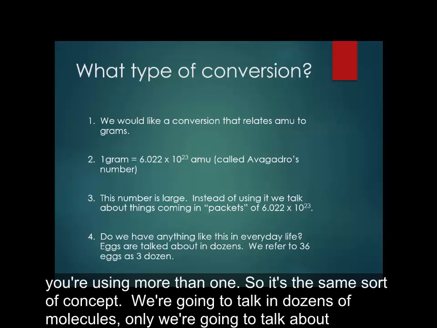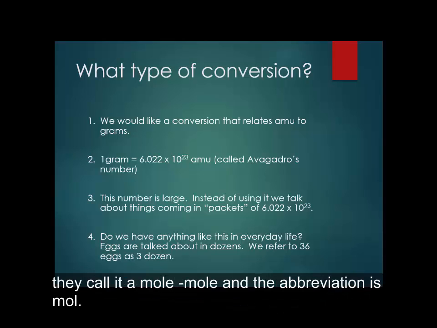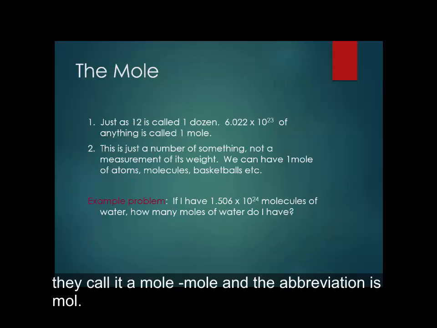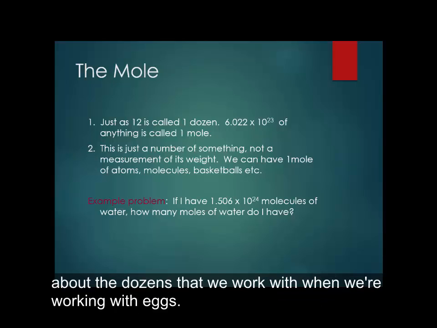We're going to talk in dozens of molecules, only we're going to talk about a whole Avogadro's number of those molecules. And instead of calling it an Avogadro's number, they call it a mole. M-O-L-E, and the abbreviation is M-O-L. So just as 12 is 1 dozen, 6.022 times 10 to the 23rd is also called 1 mole. So we talk about the moles that we work with in the lab, just like we talk about the dozens that we work with when we're working with eggs.